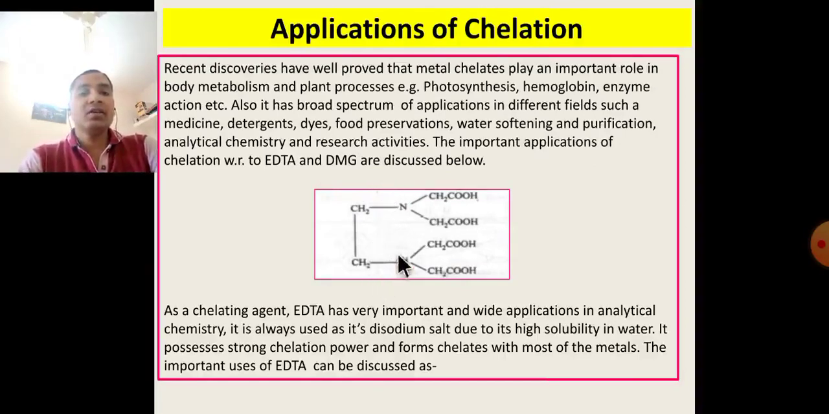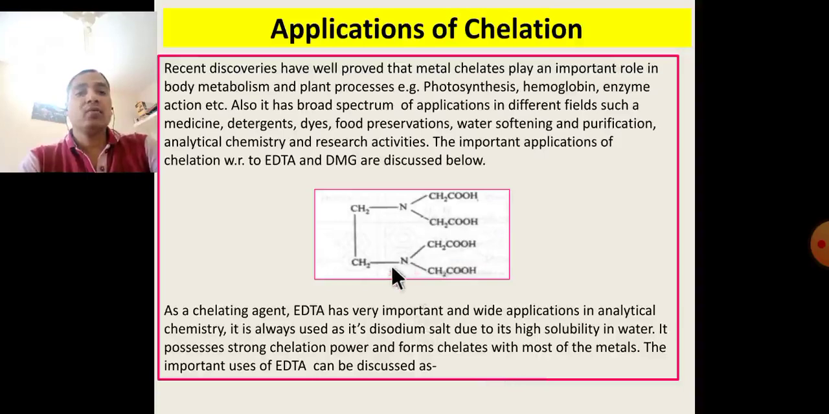First, EDTA, the structure of EDTA, ethylene diamine tetraacetic acid. As a chelating agent, EDTA has very important and wide application in analytical chemistry. It is always used as its disodium salt due to its high solubility in water. It possesses strong chelation power and forms a chelate with most of the metals. The important uses of EDTA are discussed here.